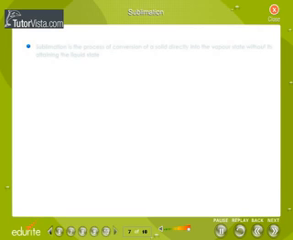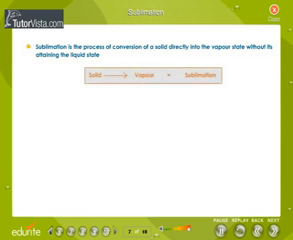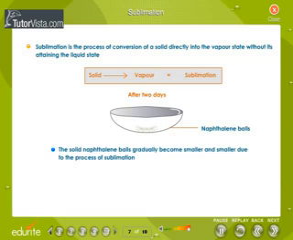Sublimation. Sublimation is the process of conversion of a solid directly into the vapor state without its attaining the liquid state. You might have noticed naphthalene balls disappearing after a few days when you expose them. This is because they directly pass into the vapor state without liquefying. This is called sublimation.